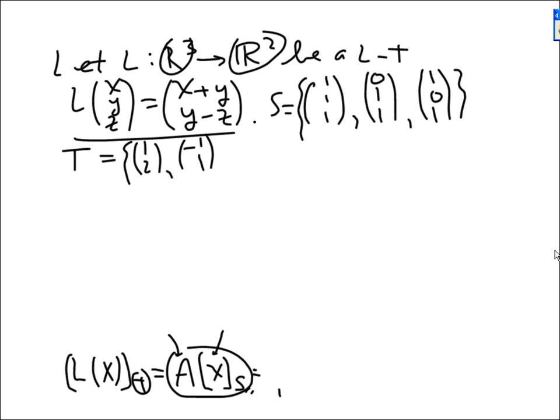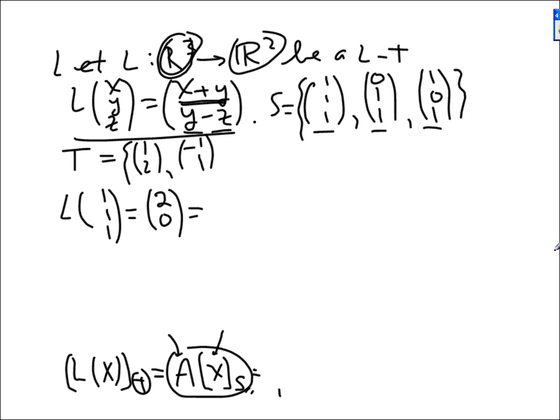So the problem is to find the matrix A. Well, first you want to find L of each and every vector in the basis for R3, namely these three. What's L of (1, 1, 1)? Well, x, y, and z are all 1. Then x plus y, 1 plus 1 is 2, and 1 minus 1 is 0. And I want to write this as a linear combination of vectors in T. Some number times (1, 2) plus some number times (-1, 1).